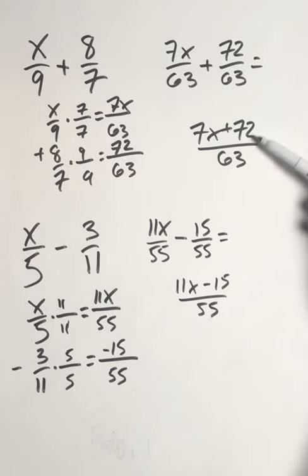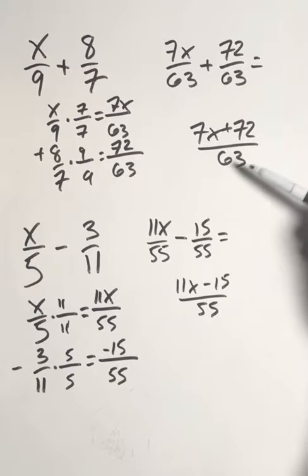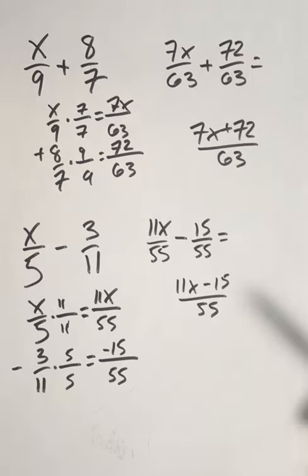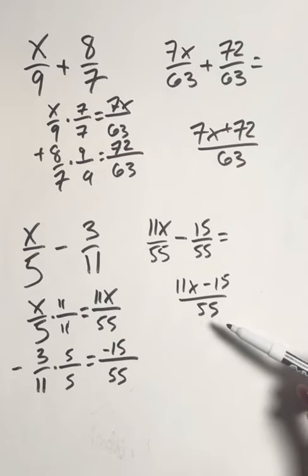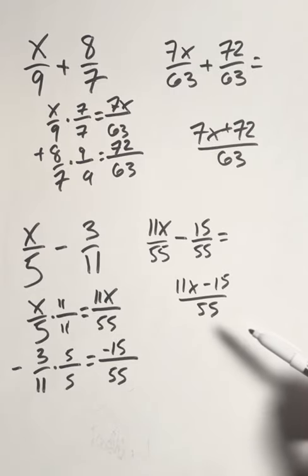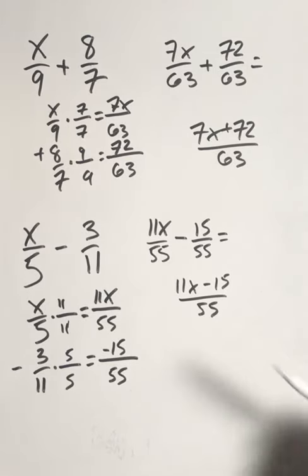These two are multiples of 9. These two are multiples of 7. But these three are not multiples of either. Same thing here. If I had 11, 15, and 55, and they all shared a common factor, I would be able to divide by that factor. But in this case, I am unable to do that.